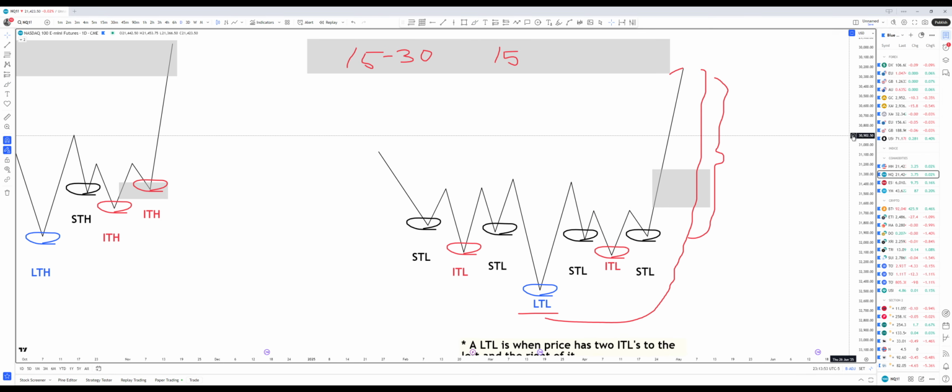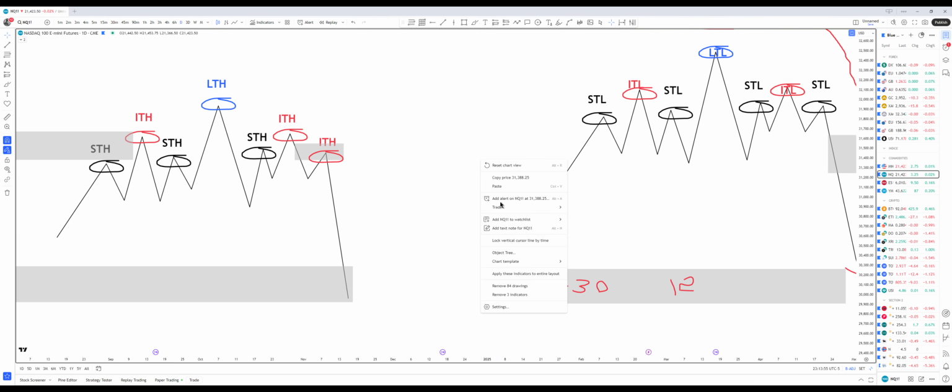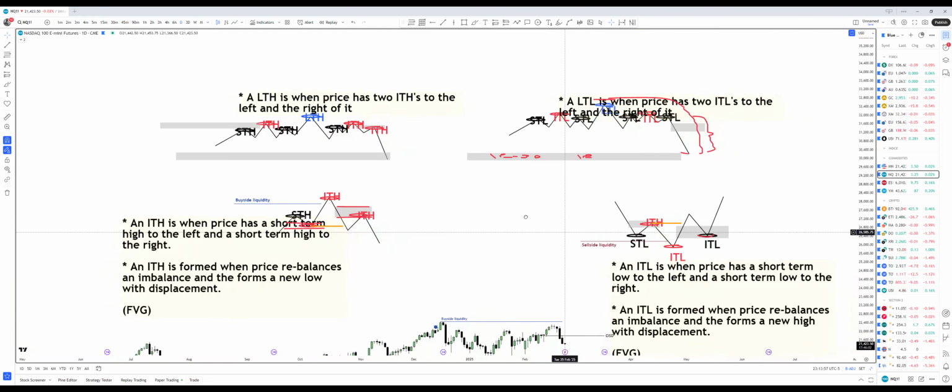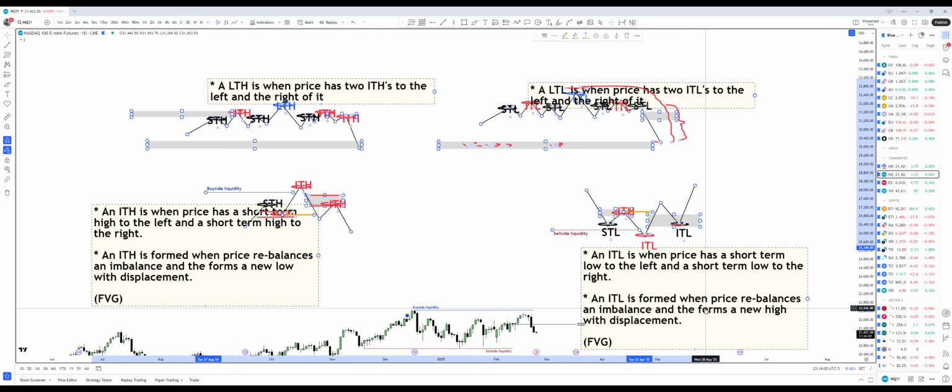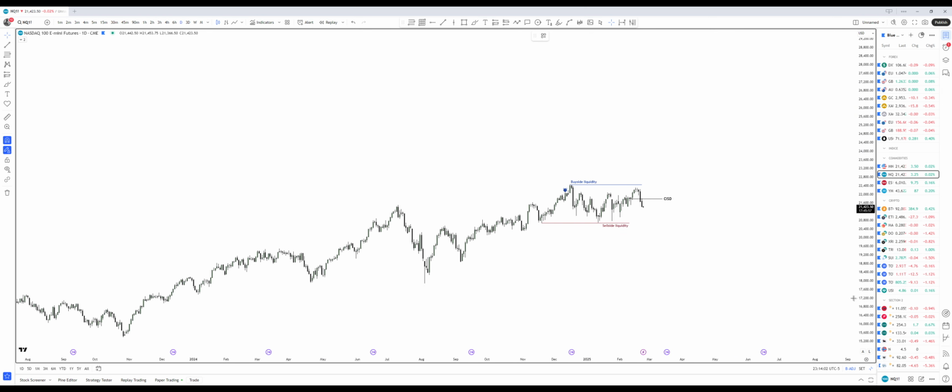All right, so I'm going to try to find some example in the charts. I have one right here. Just let me clear everything real quick. All right.